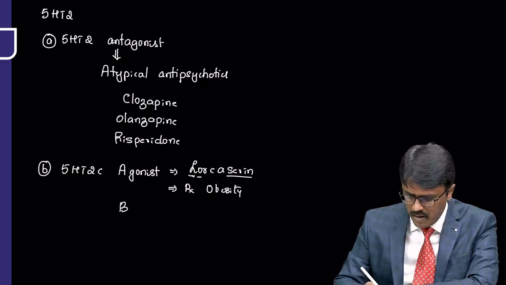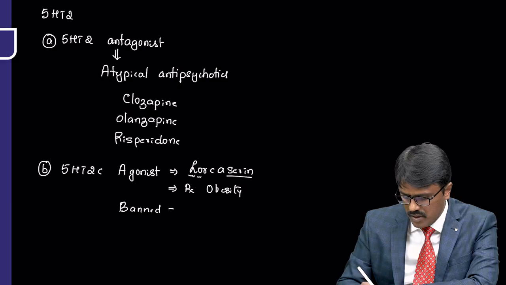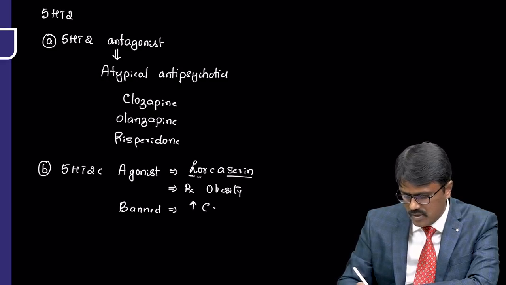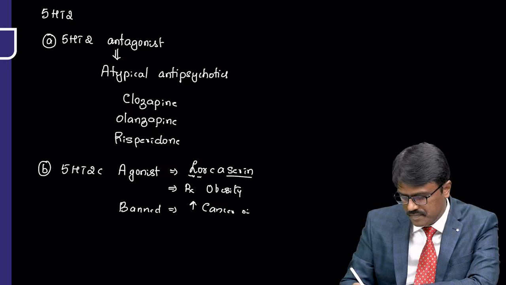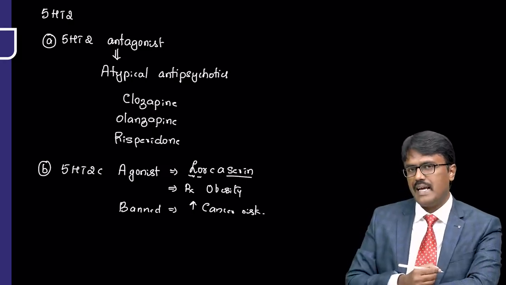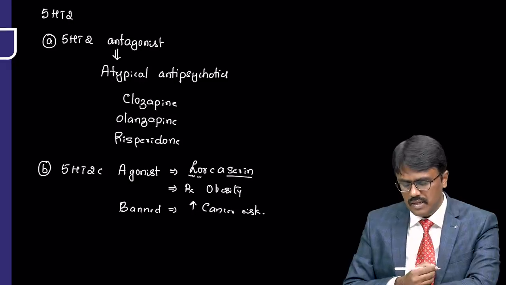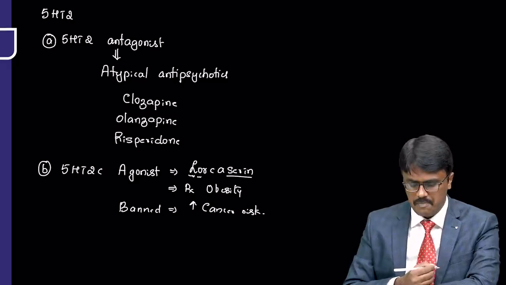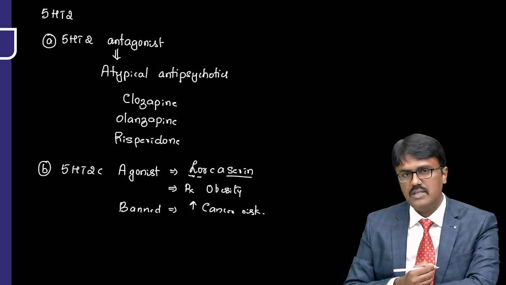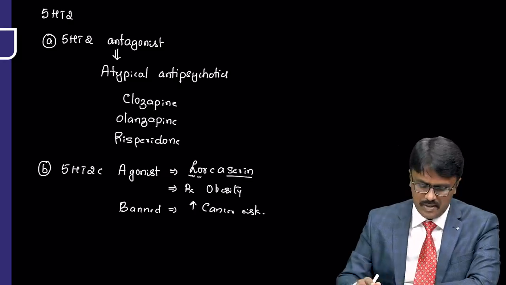It was used to treat obesity, but now it is not used. It is banned or withdrawn. The reason for withdrawal is it has shown to increase the cancer risk. The drug has been withdrawn. It was used for obesity, but not now. So we have 5-HT2 antagonist, 5-HT2C agonist, that is called lorcaserin.